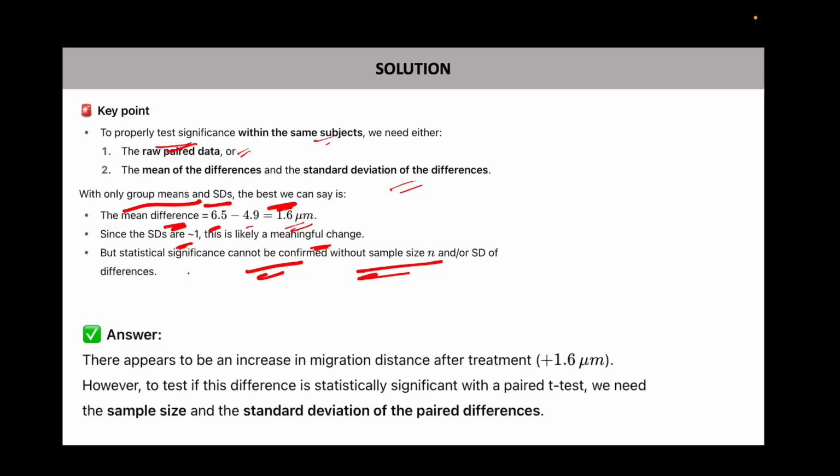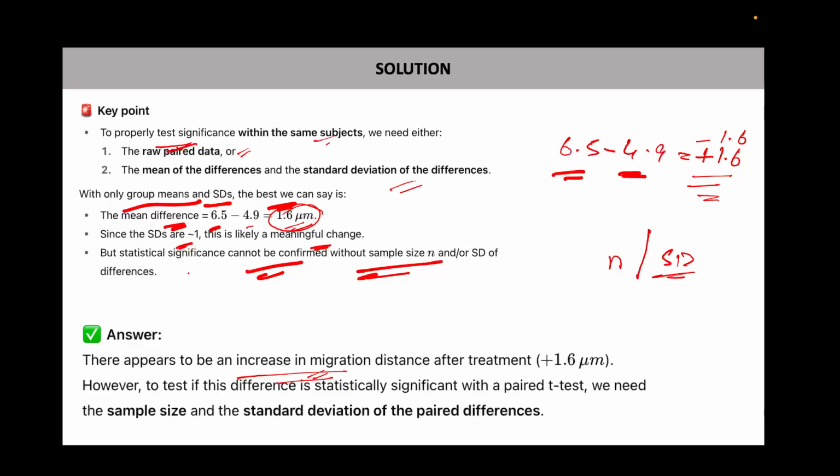So the answer is that there appears to be an increase in the migration distance, because the difference of 6.5 minus 4.9 is plus 1.6 micrometer. If it had been minus 1.6, the migration would have decreased after the treatment. This is before treatment, this is after treatment, so there is an increase in migration. However, to test if this difference is statistically significant with a paired t-test, we need the sample size and the standard deviation of the paired differences.